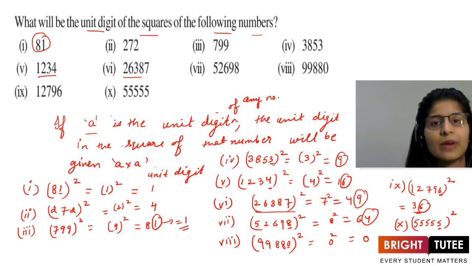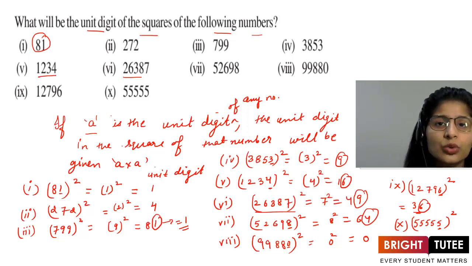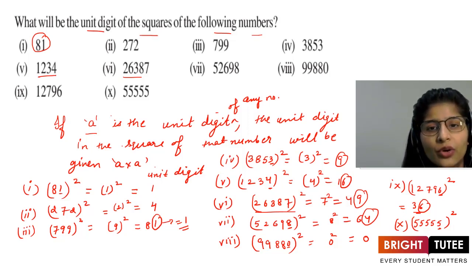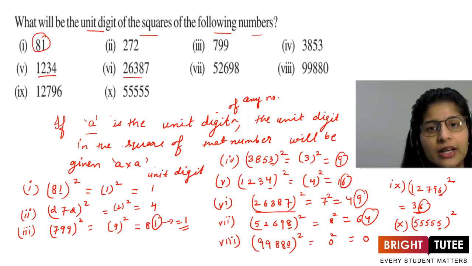So what we have done, whenever it is asked in the question that you have to find the unit digit of the square of the following numbers, we know the unit digit of all of these numbers which are given to us. We just need to do the square of the unit digit, right? So if we do the square of 1, we get 1. When we did the square of 4, we got 16. So out of 16, you just have to take 6, the last digit. That becomes the unit digit for the squares of these numbers.